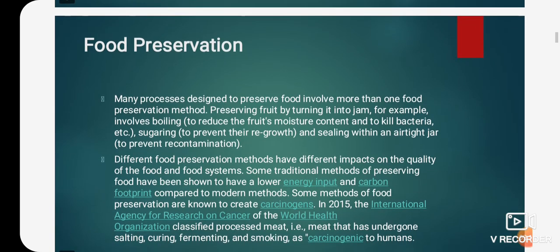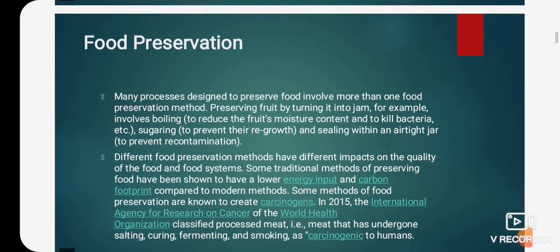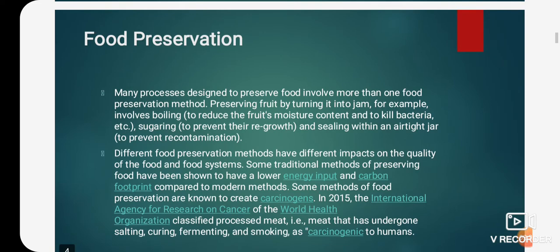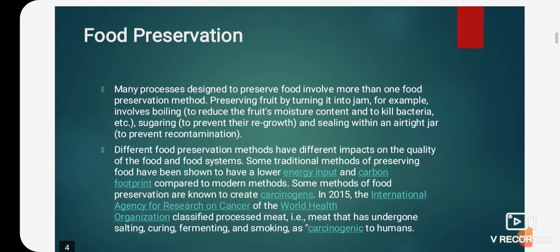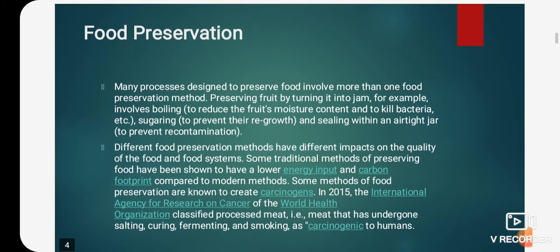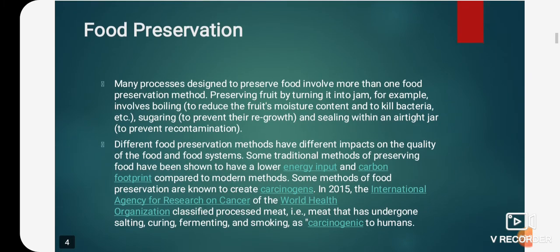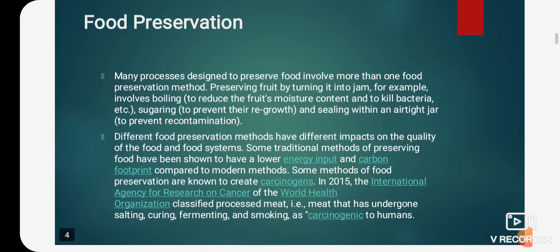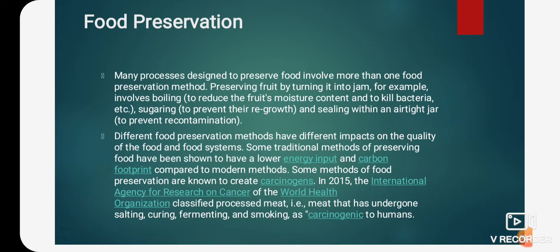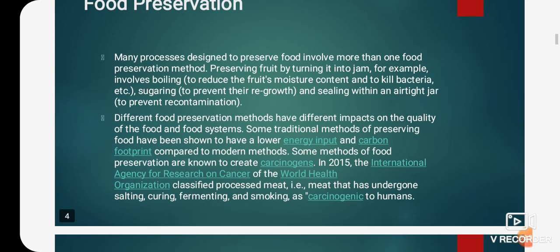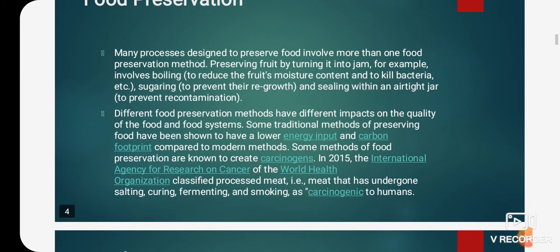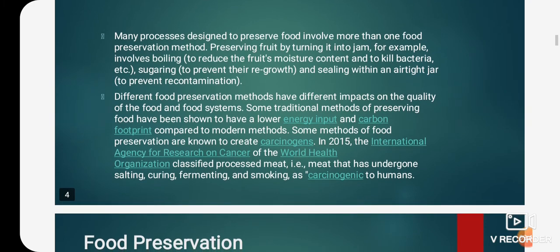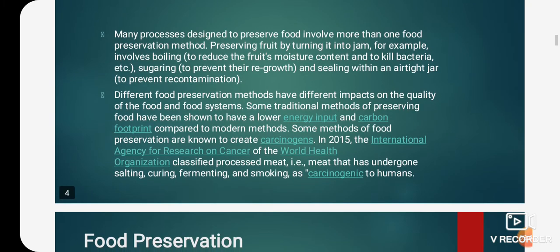Some traditional methods of preserving food have been shown to have a lower energy input and carbon footprint compared to modern methods. Some methods of food preservation are known to create carcinogens. In 2015, the International Agency for Research on Cancer of the World Health Organization classified processed meat, that is meat that has undergone salting, curing, fermenting, and smoking, as carcinogenic to humans.